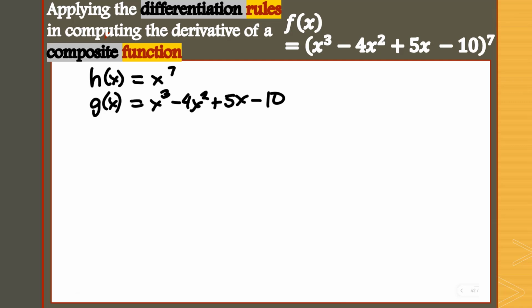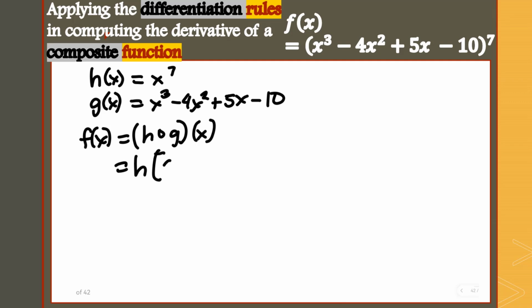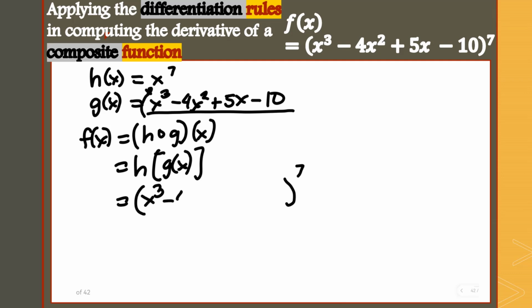So you can rewrite this, our f of x, as a composite function h of g of x, being this form here, because you are substituting this entire g of x into the x of our h of x. Then you will have again the 7th power of x cubed minus 4x squared plus 5x and then minus 10. So this follows the criteria for a composite function.